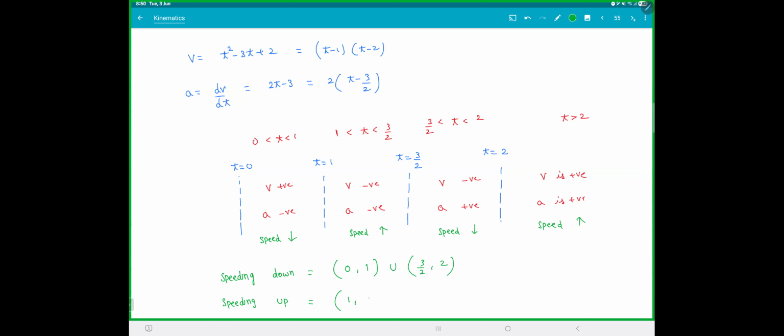Speeding up will be 1, 2, 3 by 2, union 2 to infinity. These are the time intervals when they accelerate and decelerate. Is this making sense? So you just need to find when velocity is positive, find the time when acceleration is positive, and take a common interval between them and finish it off.